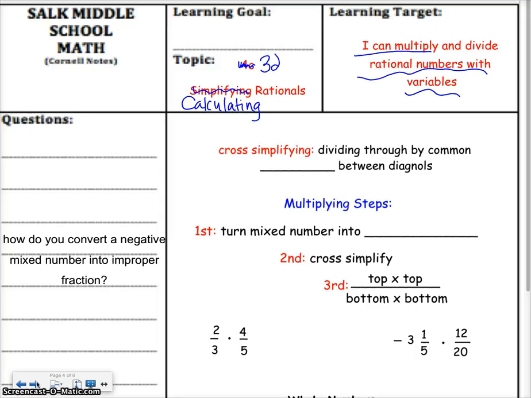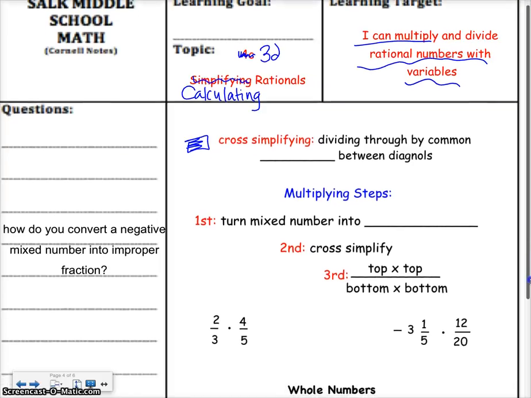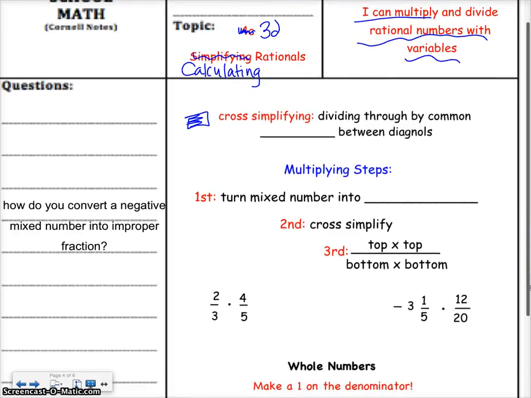Some kids don't really love cross-simplifying, and I'm going to try to make you love it, please, because it's so much easier to deal with the smaller numbers than if you forget to cross-simplify. Sometimes the product becomes so large, and you can't simplify it as easy as you could if you cross-simplified first. So a reminder what cross-simplifying is. You divide through by the common factors between the diagonals of fractions.